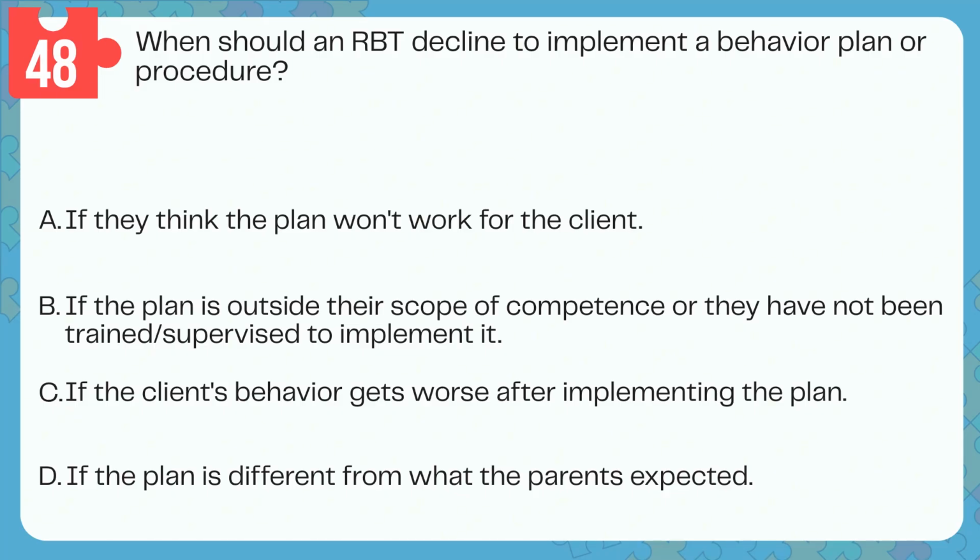Question 48. When should an RBT decline to implement a behavior plan or procedure? A. If they think the plan won't work for the client. B. If the plan is outside their scope of competence or they have not been trained/supervised to implement it. C. If the client's behavior gets worse after implementing the plan. D. If the plan is different from what the parents expected.